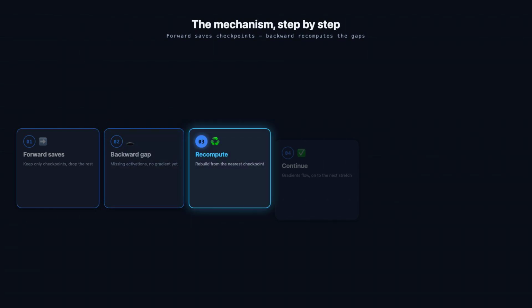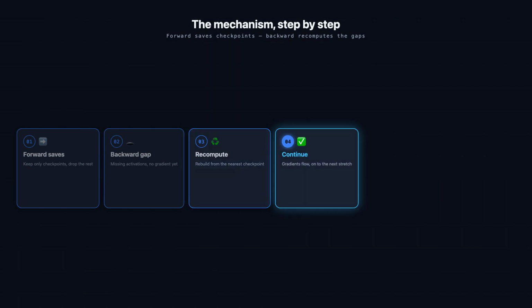So the framework recomputes the missing activations, starting from a nearest safe checkpoint and running that short segment forward again to regenerate exactly the values backprop needs. It is doing a little extra forward work right at the moment the gradients ask for it. With the segment rebuilt, gradients flow through it normally, and training continues to the next stretch. The pattern repeats, checkpoint by checkpoint, until the whole backward pass is done.